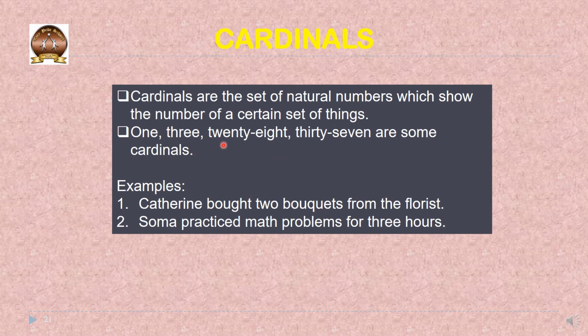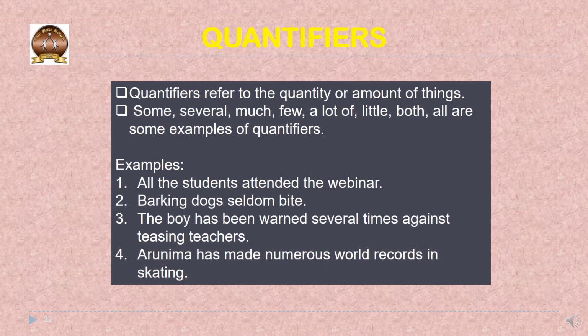Then cardinals. Cardinals are the set of natural numbers which show the number of a certain thing. So 1, 2, 3, 4, and so on, which are in words. Then you have some quantifiers which tell us the quantity or amount of things, like some, several, much, few, a lot of, little, both, all. These are some of the examples of quantifiers.